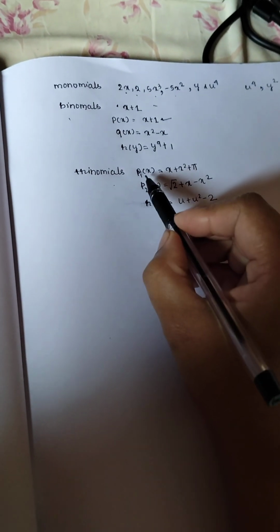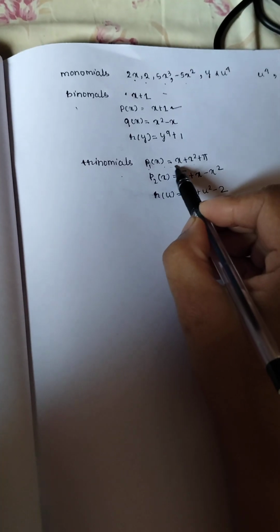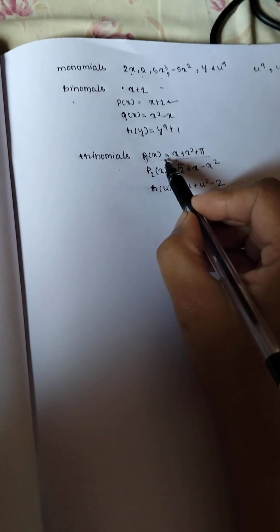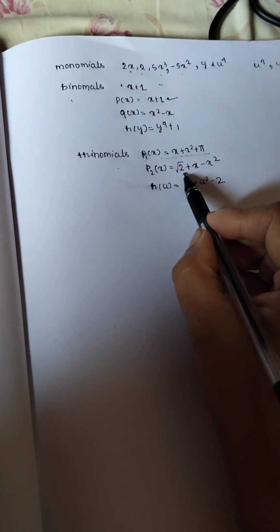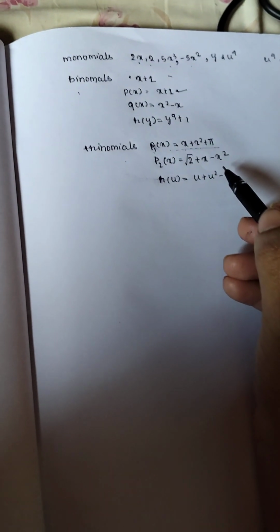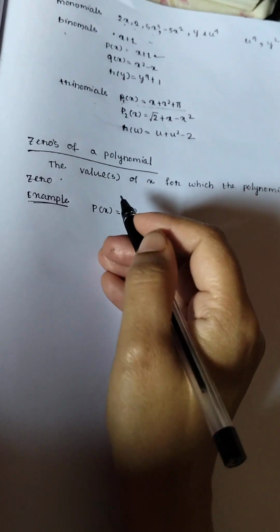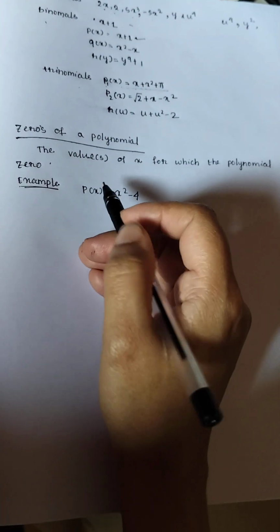Three terms. For example, p of x is x plus x square plus pi. So this is an example of a polynomial which has three terms. We can denote the polynomial as monomial, binomial, trinomial, like that. Next comes zeros of the polynomial.